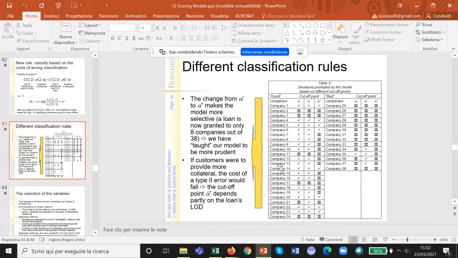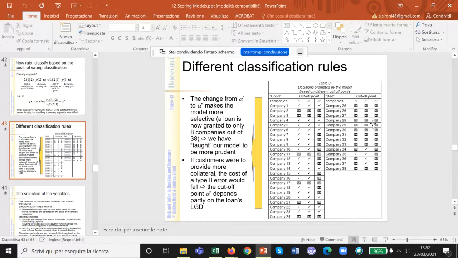So, for example, here you see the decision prompted by the model that we saw before based on the different cutoff points, okay? And the cutoff points here are alpha, the very simple one, without the priors and without the cost of the errors, alpha prime, which is the one only taking into account the probabilities of default, and the one that takes into account both the cost of the errors and the probabilities. As you can see, the final one is much more selective.